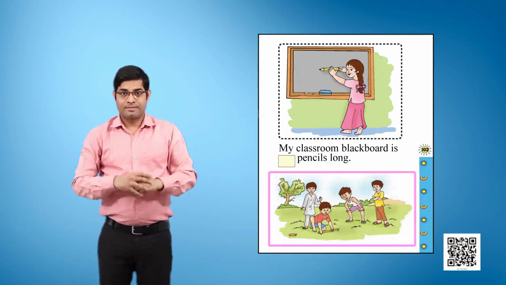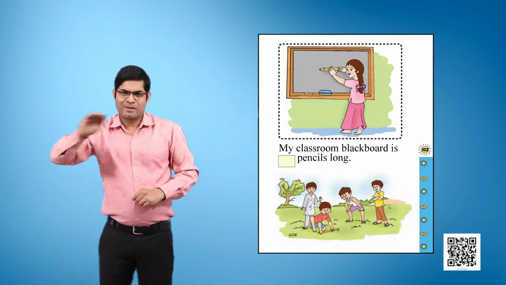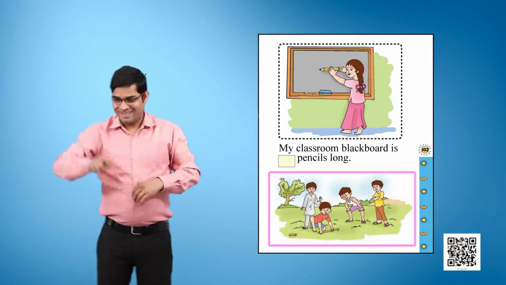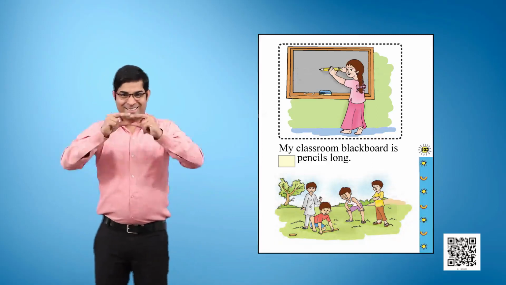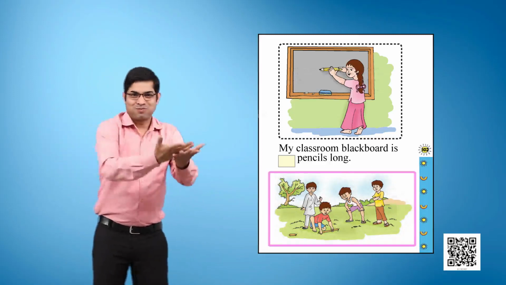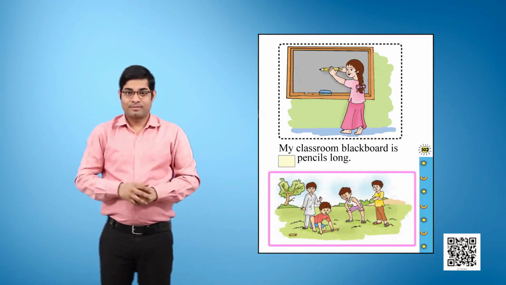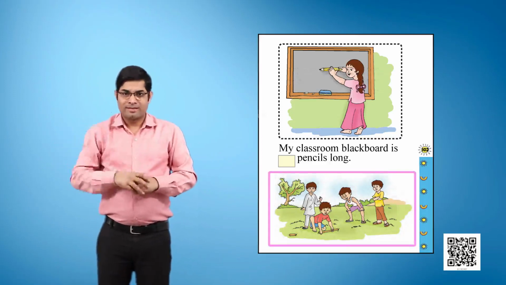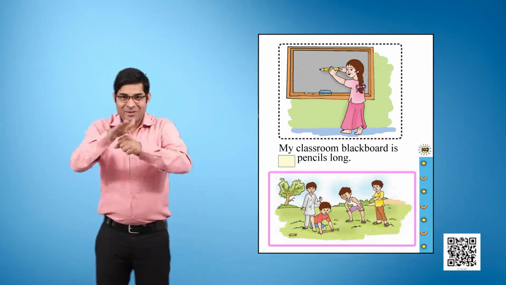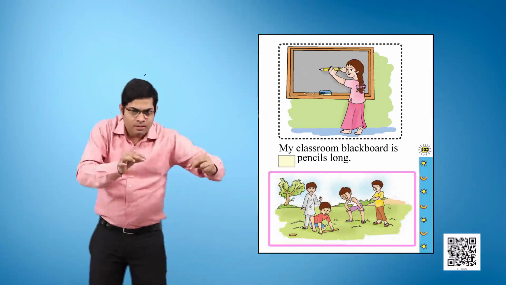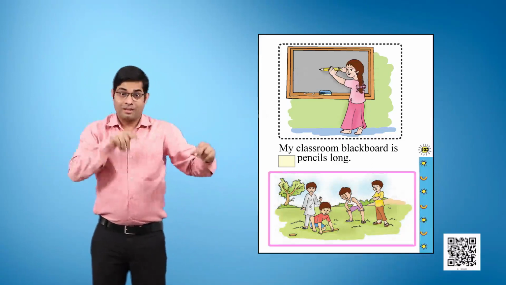Picture 4 shows 4 boys playing gilli danda in a park. One boy is shown measuring the distance using the danda. There is no question with this picture.